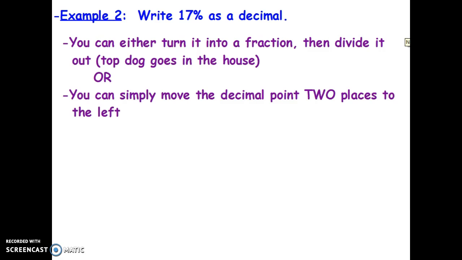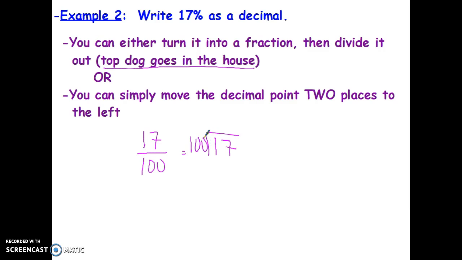Write 17% as a decimal. There are two different things we could do here. You can either turn it into a fraction, then divide it. Remember, top dog goes in the house. Or you can simply move the decimal point 2 places to the left. We're going to go through both ways so that you can see. So 17 out of 100 means that we would do 17 divided by 100.